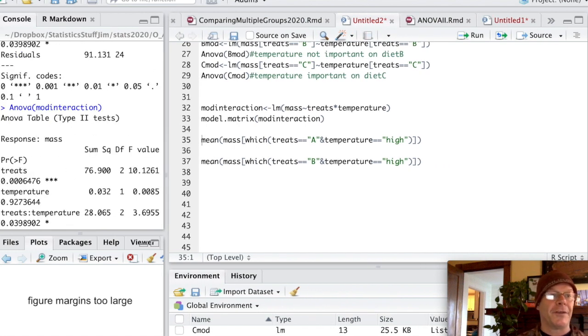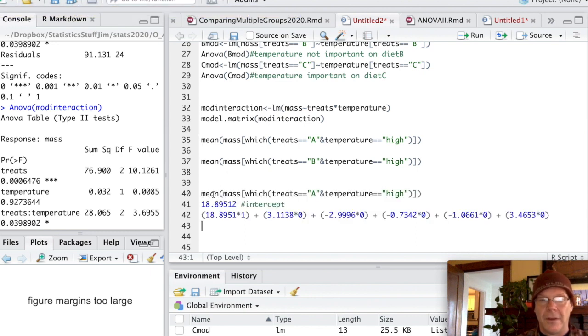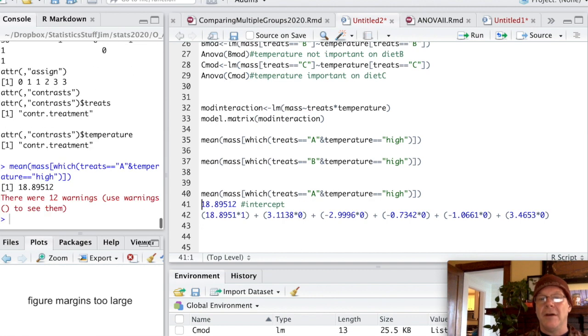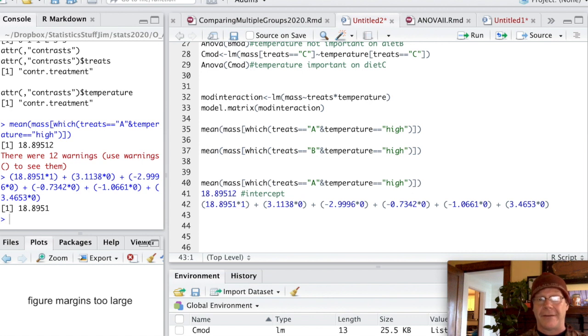And in the code that I've posted, I've actually done that in a very long, cumbersome way, because that's sometimes how I do things. So again, here's the mean mass when treatment's A and temperature is high. And that is our intercept for the model. And then what we can also do is we can pop it right into our linear model. So here I have put it right into our linear model, and here's my dummy coding. So it's going to be the intercept times 1, and then it's going to be all these other coefficients times 0, times 0, times 0, times 0. And sure enough, that is the mean at 1.